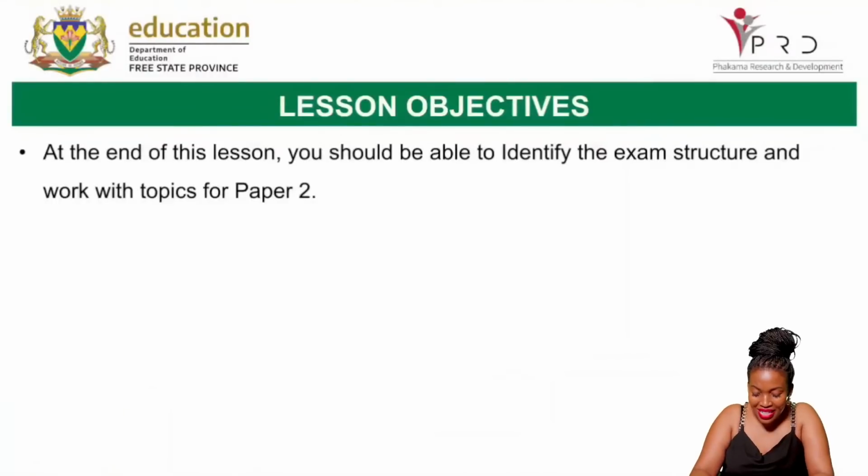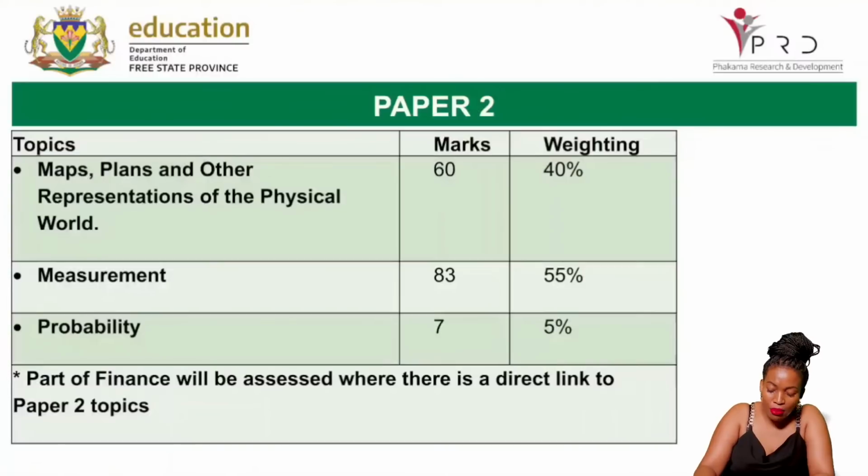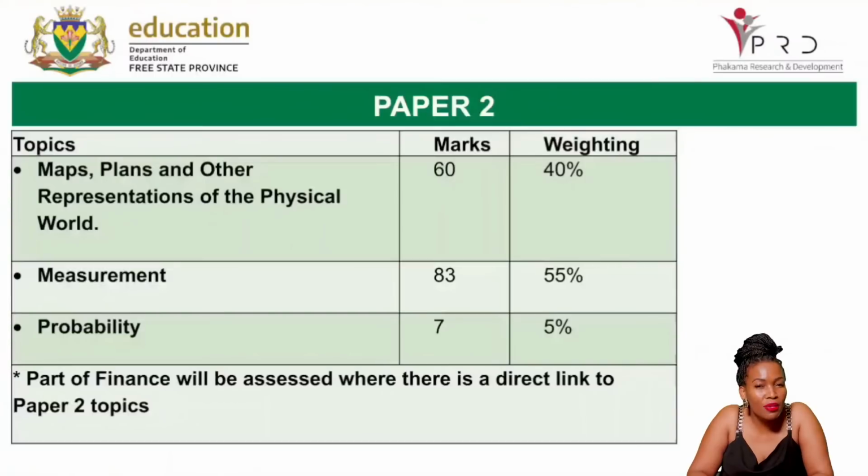So at the end of this lesson, you should be able to identify the exam structure and work with the topics for paper 2. So with paper 2, girls and boys, the same as paper 1, the paper is out of 150 marks and the duration of the paper is 3 hours.